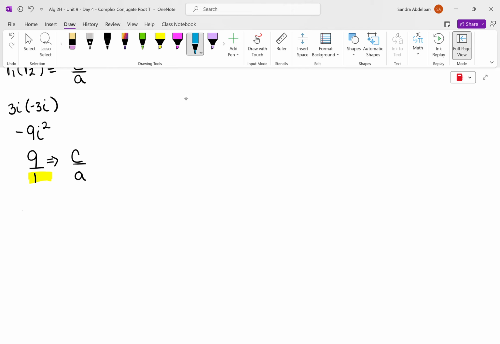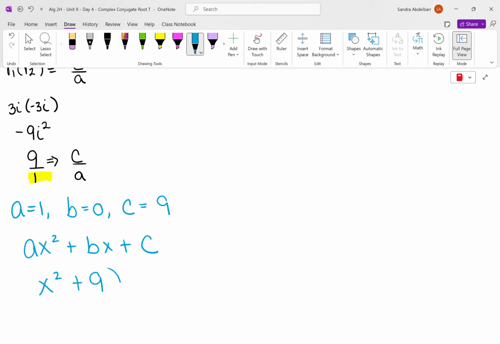Our a is 1, our b is 0, our c is 9. And now we're going to write ax squared plus bx plus c. So now we're going to have x squared. Do I need to write 0x, do you think? No, plus 9. Right, so this is one factor. This was actually a factor of our original polynomial. Now I'm going to find the other factor.